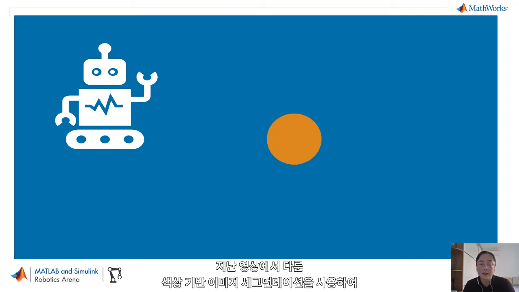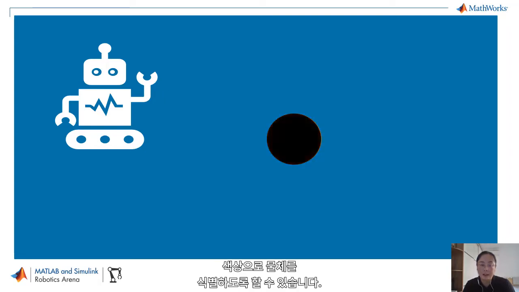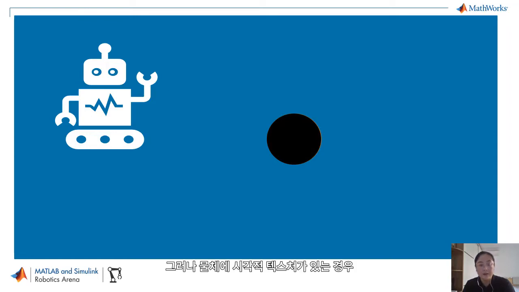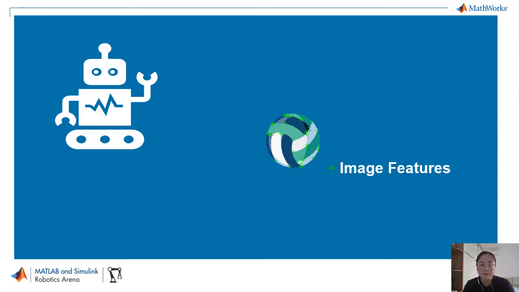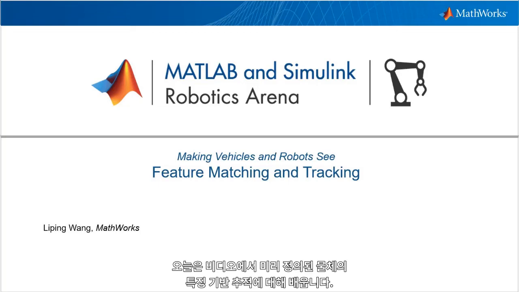For identifying the object by color, you can use color-based image segmentation covered in the last video. However, if the object has a visual texture, a technique called image features can help. Today, you will learn feature-based tracking of a predefined object in a video.